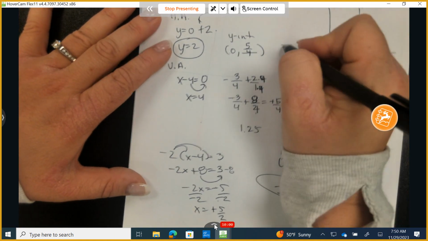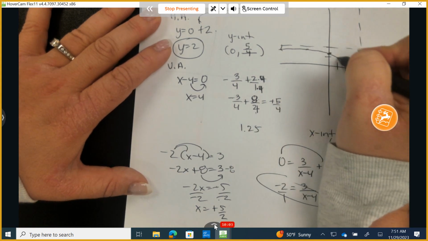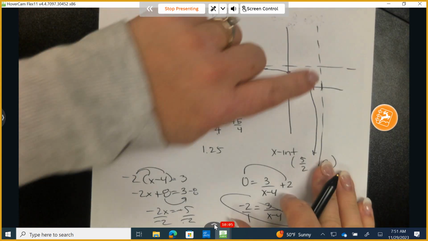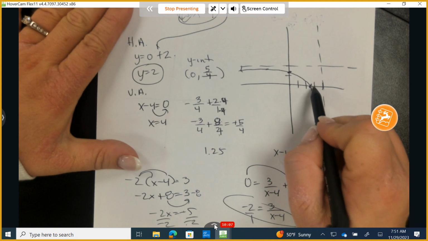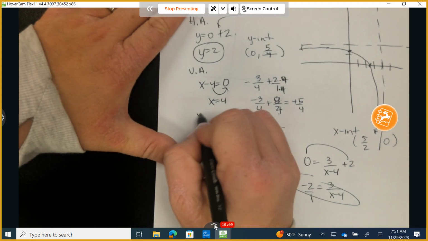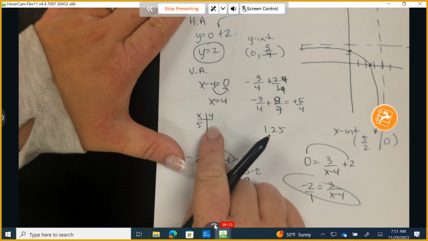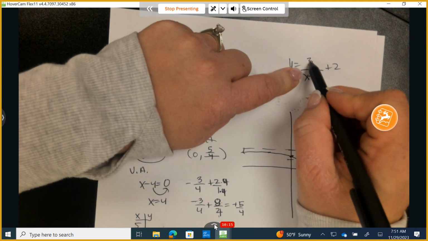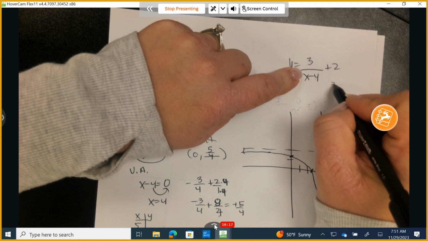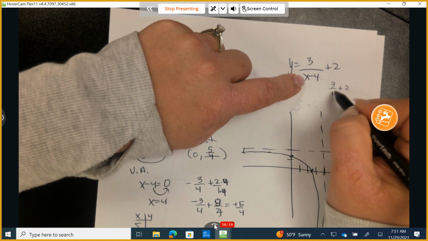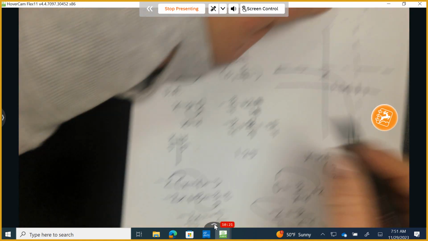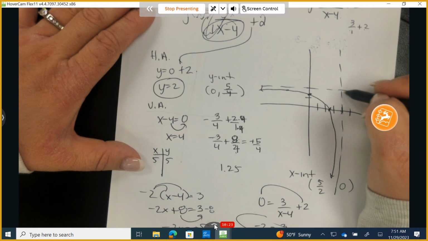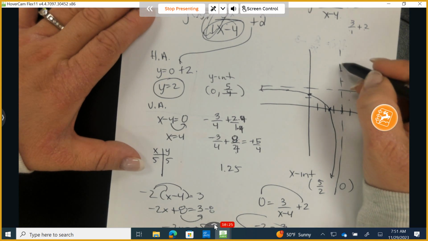Here's 2.5, and that's enough for me to see what it looks like down here. I'm choosing one number over here, 1, 2, 3, 4. I'm going to choose 5, and I want to see when I plug in 5, what is the output? So I'm going to come back up here, plug in 5. 3 over 5 minus 4. Well, 3 over 5 minus 4 is 1, and 3 plus 2 is 5. Let's go over 5 and up 5. There's 1, 2, 3, 4, 5.